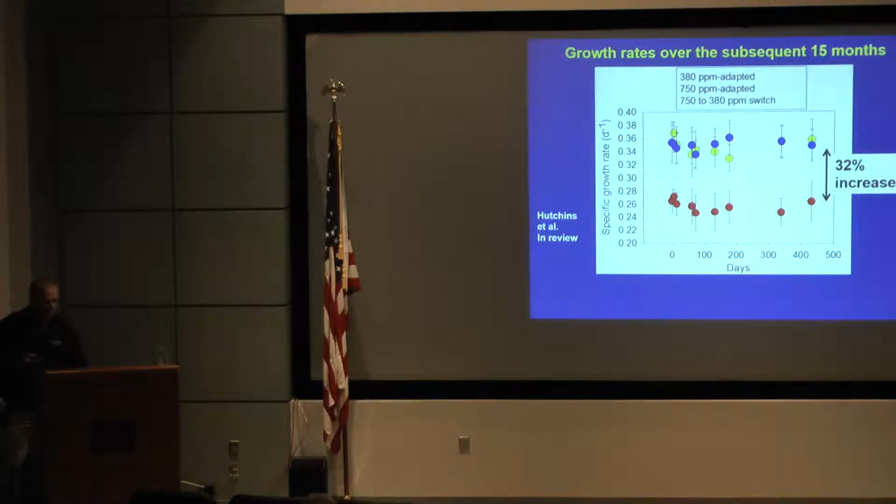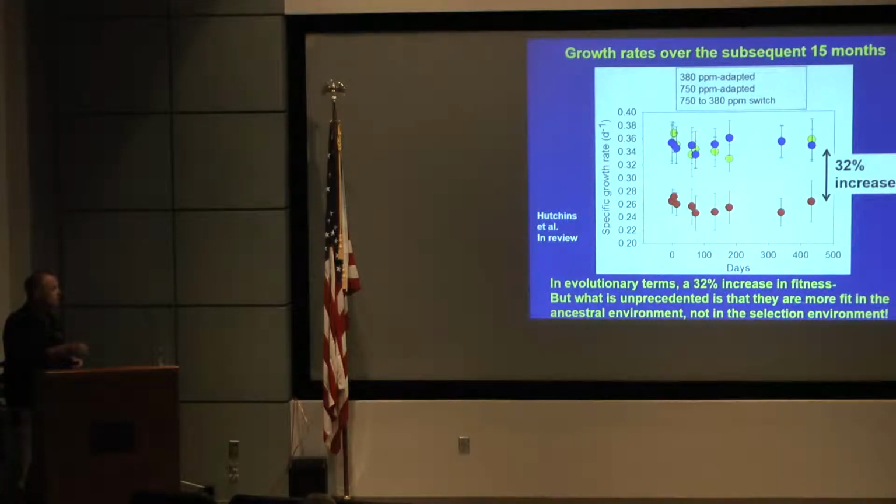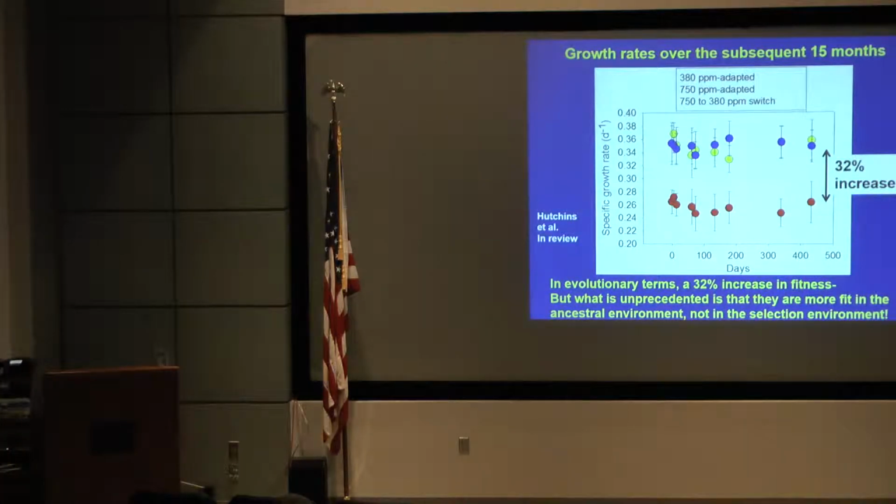But the really odd thing is this 32% increase in fitness didn't happen in the novel environment we're selecting them in. It happened in the ancestral environment. As far as we can tell, this result is unprecedented in the evolutionary literature. Never does an organism become more fit in the ancestral environment when you evolve it in a novel environment. It's never been seen before. So what's going on? We decided that we really had to try to figure out why they were doing this.